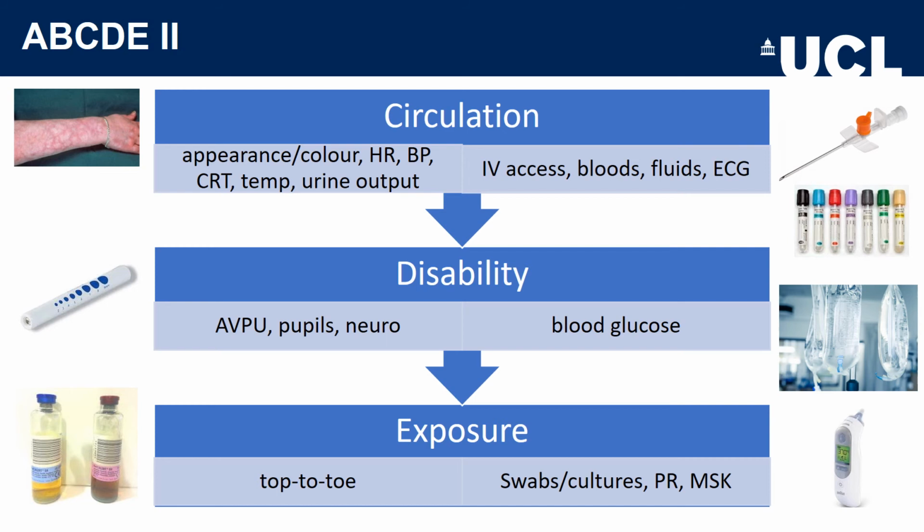For exposure, then you need to perform a secondary or top-to-toe examination. If, for example, you see any wounds or ulcers, any ports of infection, then you should take swabs and cultures. Consider a PR, for example, for GI bleeding, and examine them musculoskeletally as well.